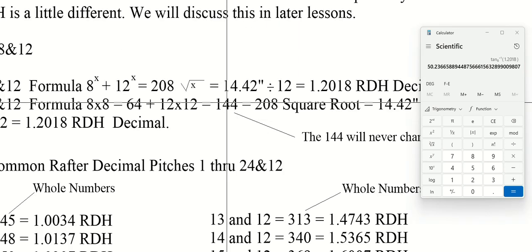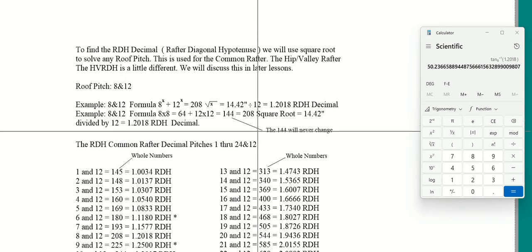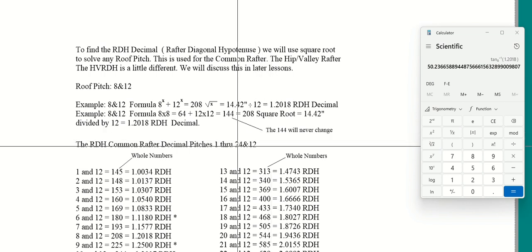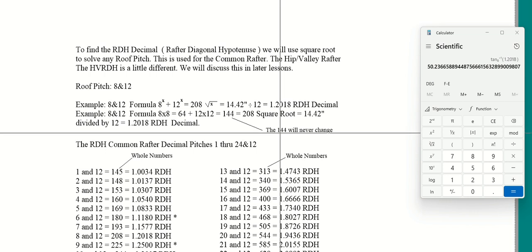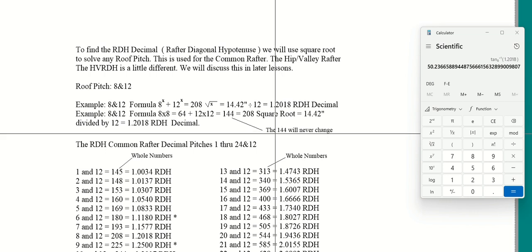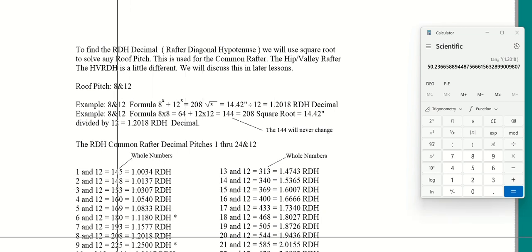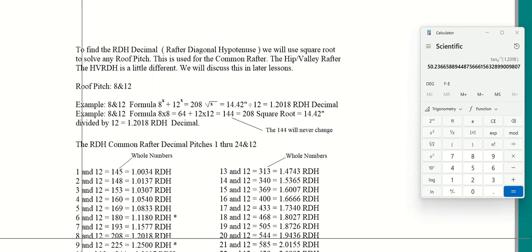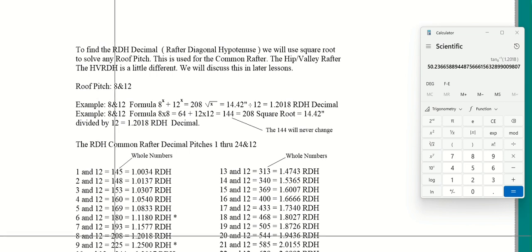Now, if you see this 144, that number will never change because we are always working with a 12. Even if it's a 24 and 12, it's still one part is 144. Now, if you can remember your whole numbers, or simply take your 8 times 8, 64 plus 144 equals 208. Now you can square root and then divide by 12.